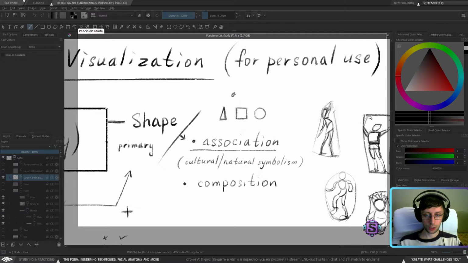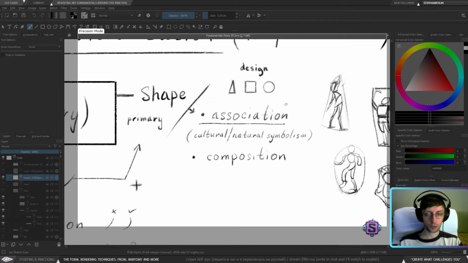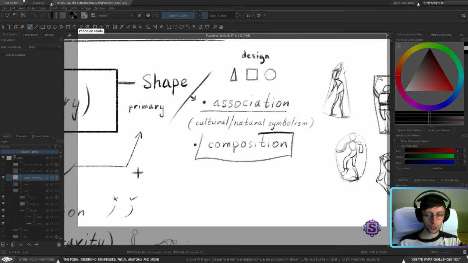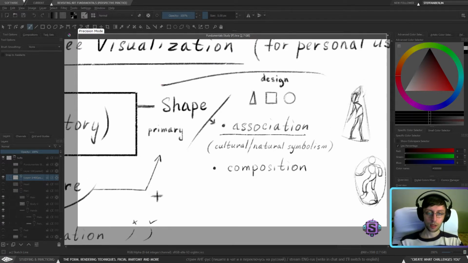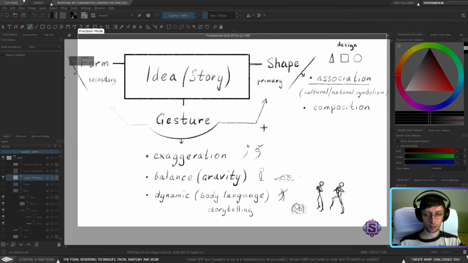Let's just establish that I'm going to perceive shape as a design aspect, especially the thing that works with associations. And composition, it's still going to be a part of the design, but it's going to be a way to control the design. Something to think about. So again, in most cases, shape is a design thing. It basically works with design the most.